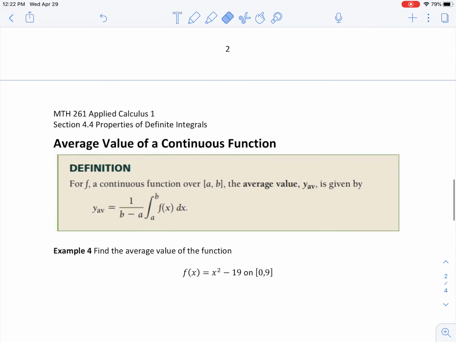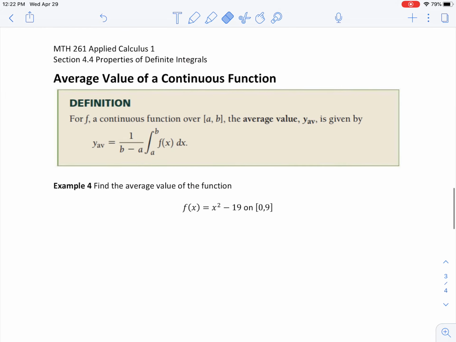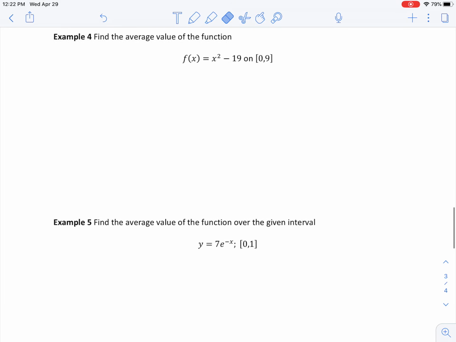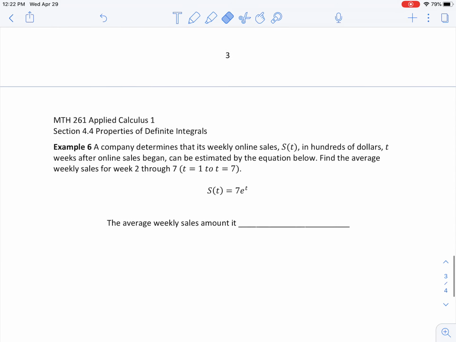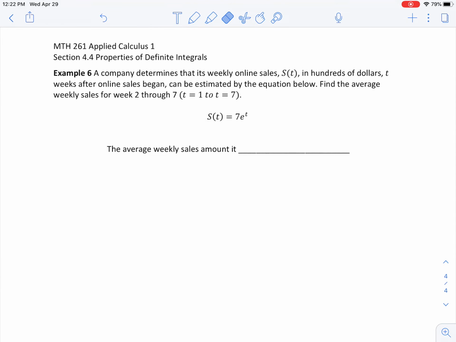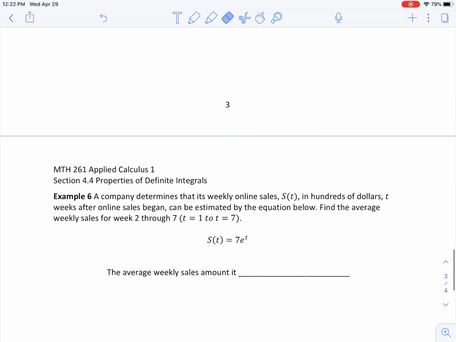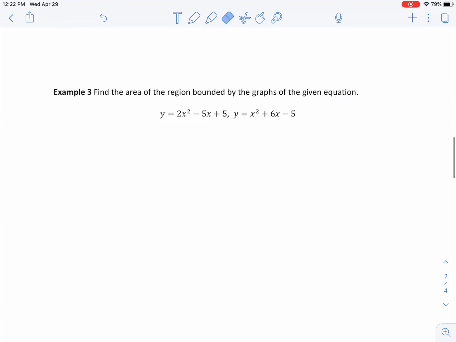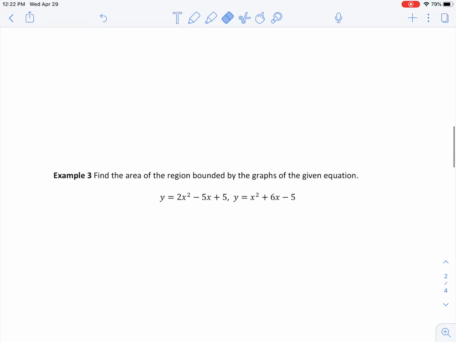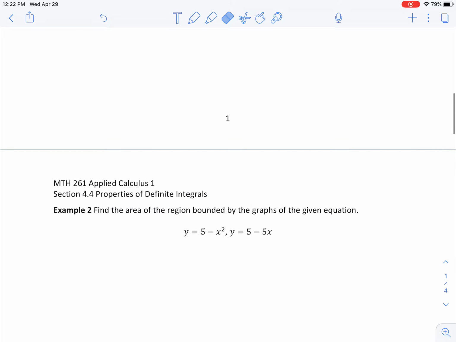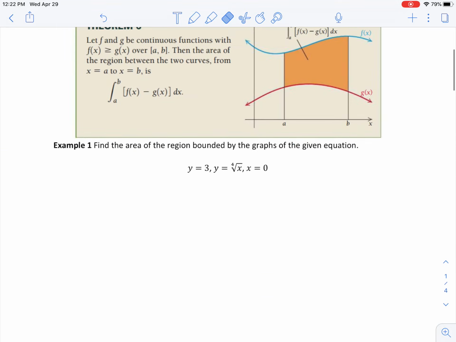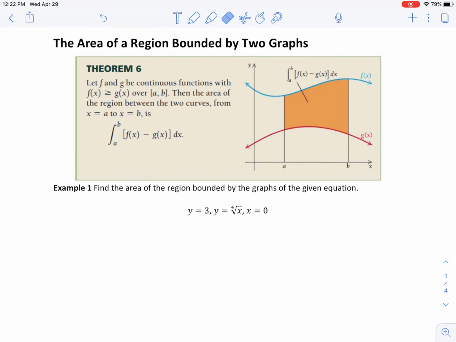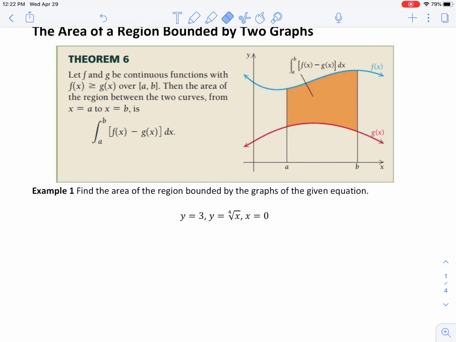So I'll start with example 1 and 2 and 3 in this video, and then I will stop. Because the second part, average value of a continuous function, I didn't really put this one on your exam, but you will see a couple on examples 4, 5, and 6 on your 4.4 homework that is due this Sunday. So I'm going to come back and go over it. But if you're just getting ready for your exam 3 tomorrow, examples 1 to 3 will be enough, okay? And all right, let me get started.